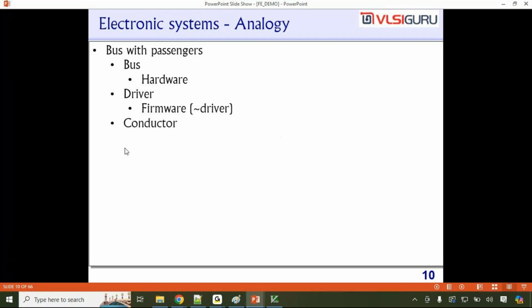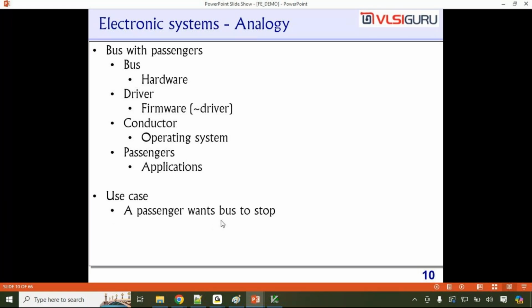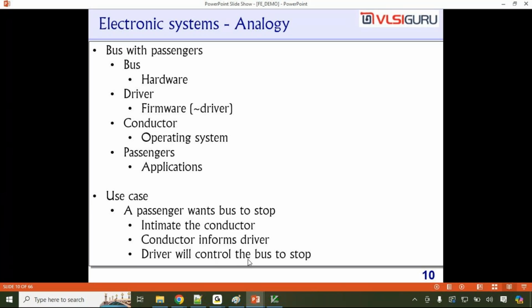Then we have got the conductor. He is like the operating system. So he carries the information between the passengers and the driver. Let's say I want the bus to be stopped. So I will inform the conductor, and the conductor informs the driver. Passengers are like applications. So the use case is what? A passenger wants to stop the bus, right? He will not go and press the brake, right? He will inform the conductor. He further informs the driver, and the driver will control the bus to stop.